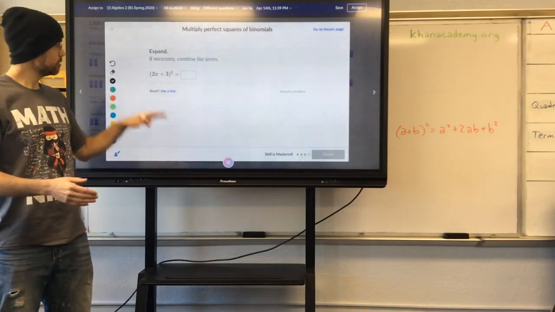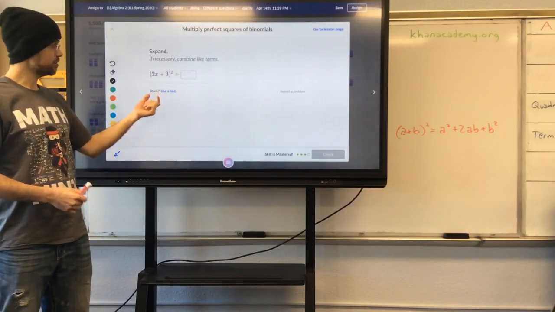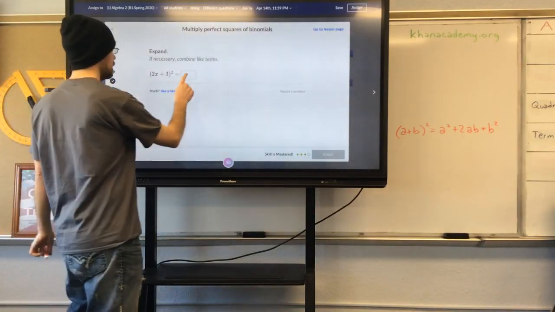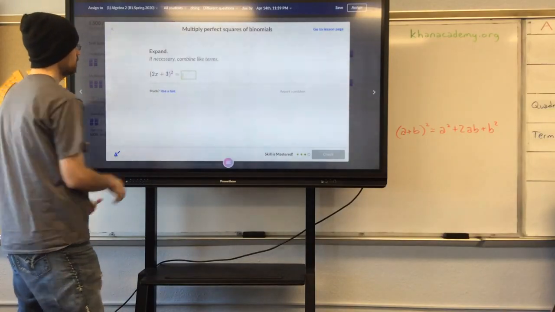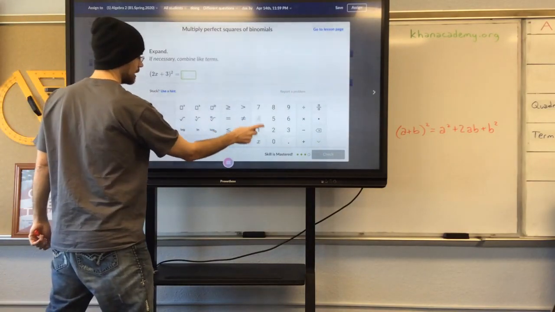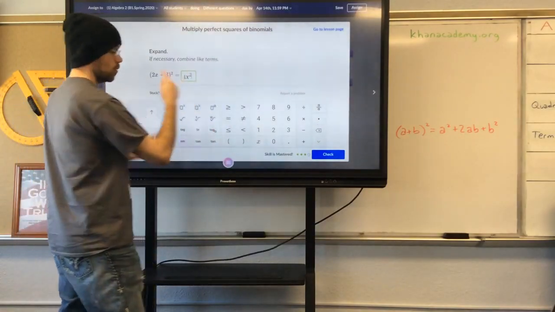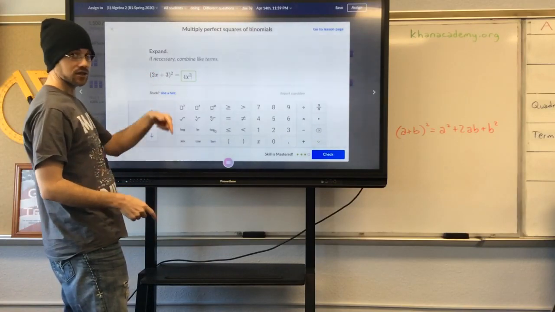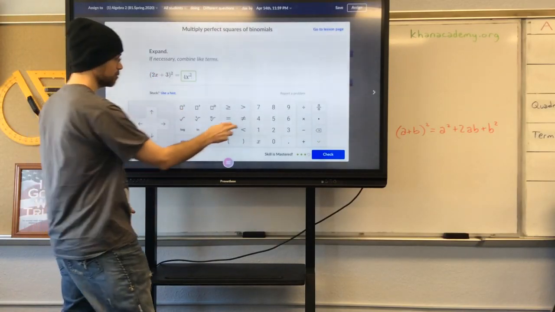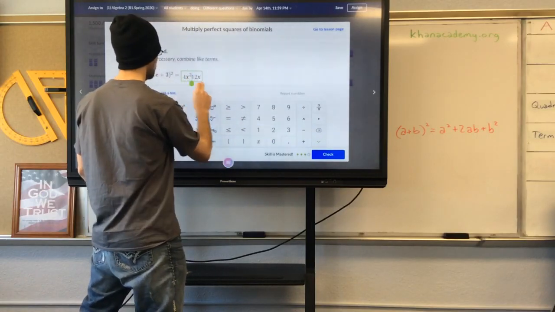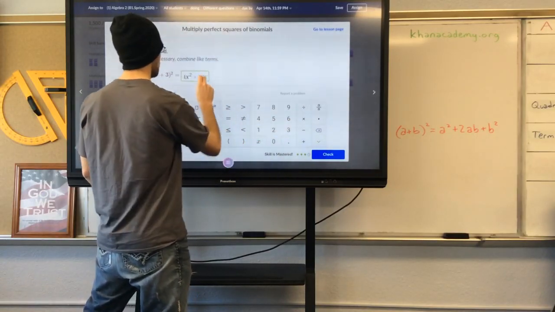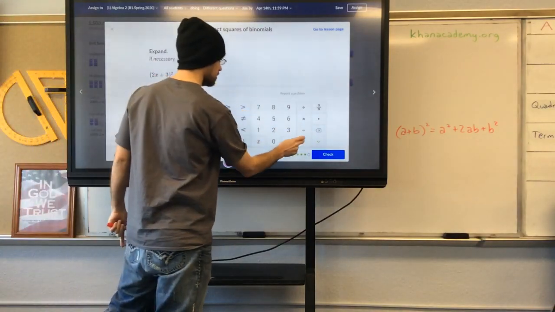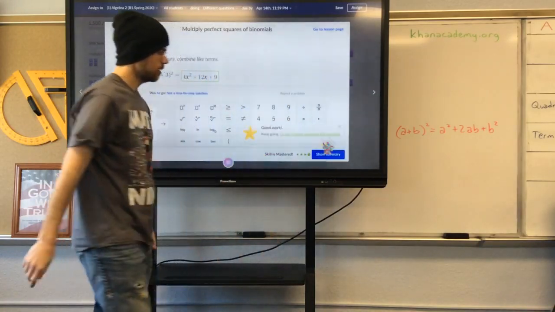I would pause if I were you, try to solve this. 2x plus 3, that quantity squared. Assuming you've had a go at it, we're going to square the first term. 2x times 2x is 4x squared. We're going to multiply the first and second term. 3 times 2x is 6x. Multiply that by 2, and you get 12x. And then we're going to square this second term. 3 times 3 is 9. We're done.